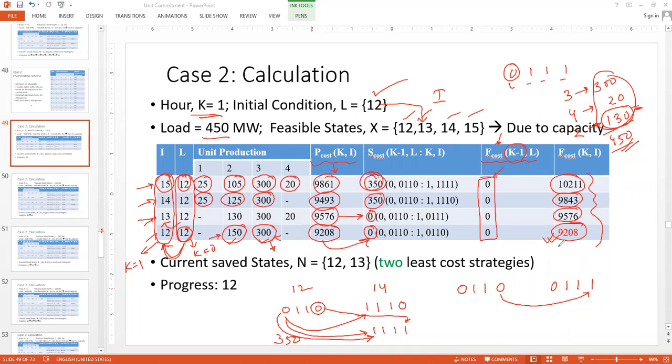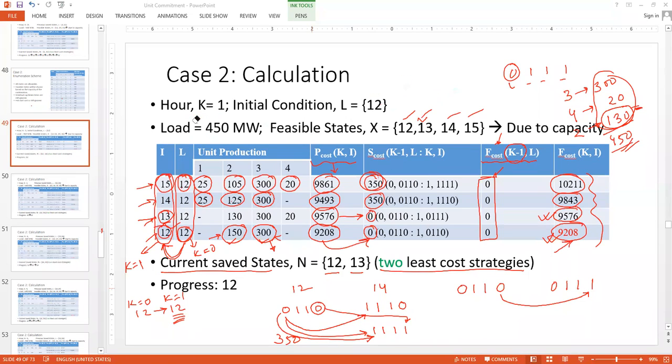Okay, so this is the minimum one, and now you again choose to save the 2 least cost states or 2 least cost strategies. So this is the winner and this is the second one. So you choose 12 and 13. So the progress is, at hour 0 it was 12, at hour 1 it is still 12. So this is k equals 0, that was given actually. This is k equals 1. So 12 is the winner.